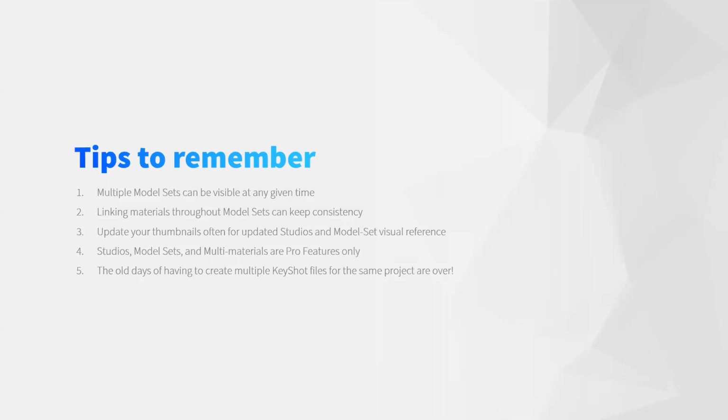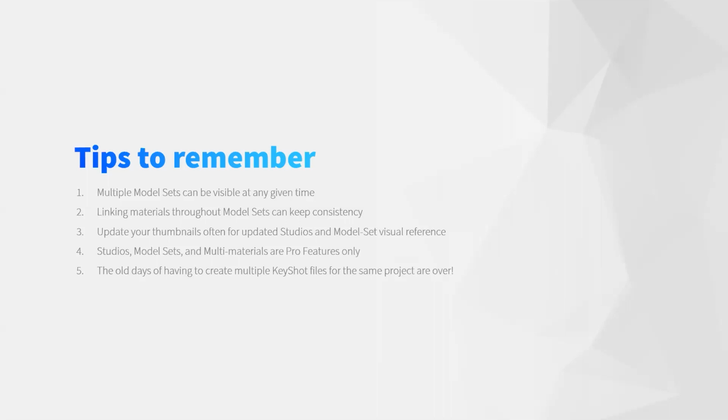Update your thumbnails often. I know I stress that a lot, but like I said before, I have some OCD issues with that, but I tend to do that quite a bit just to help me visualize what I'm working on. Studios, model sets, and multi-materials are pro features only. So as I mentioned before, reach out to your sales rep or go to our website to purchase or upgrade to pro if you can. And the old days of having to create multiple KeyShot files for the same project are over. That changed my life. I definitely love these features, and I use them any which way I can.